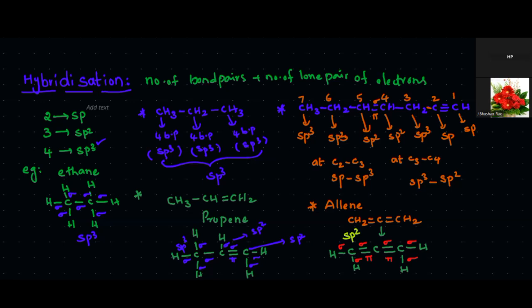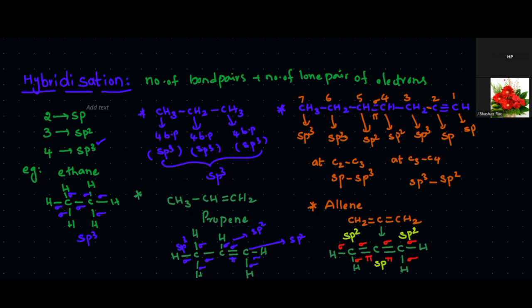Only 2 bond pairs are considered. Now here the number of sigma bonds is 1, 2, 3. Three means this hybridization is again sp2. So these kinds of molecules have the sp2, sp, sp2 combination. Two double bonds present adjacently, those are called allene molecules.